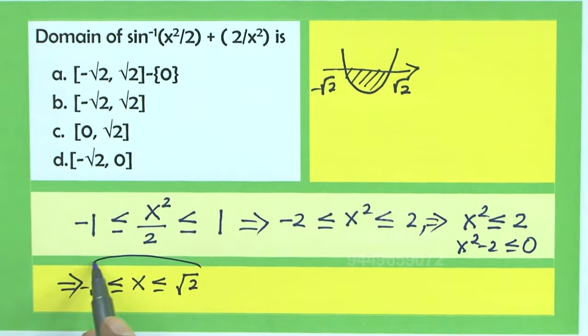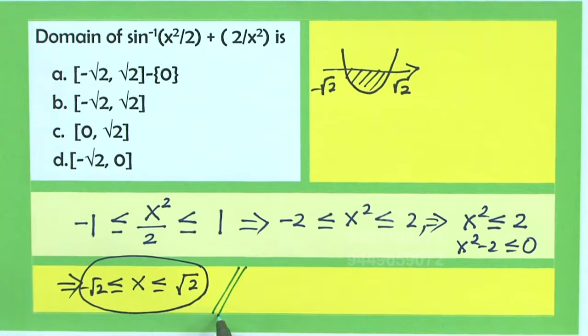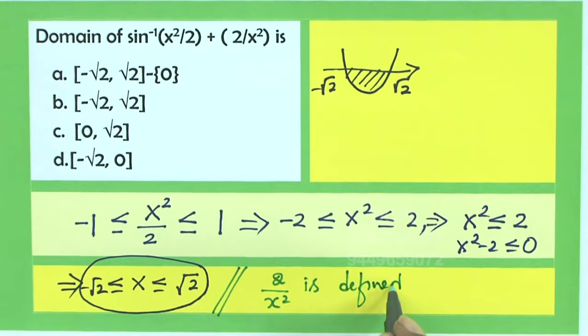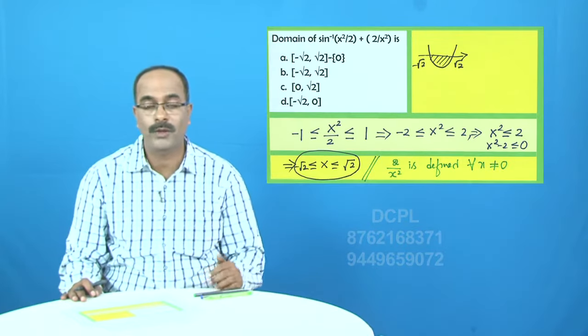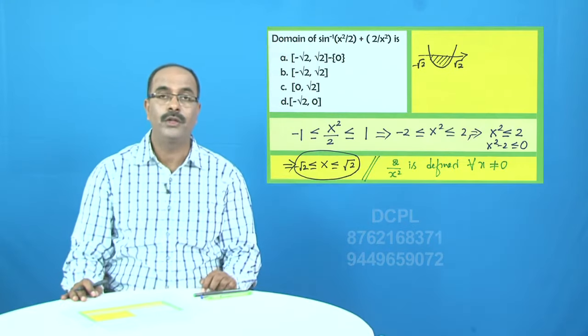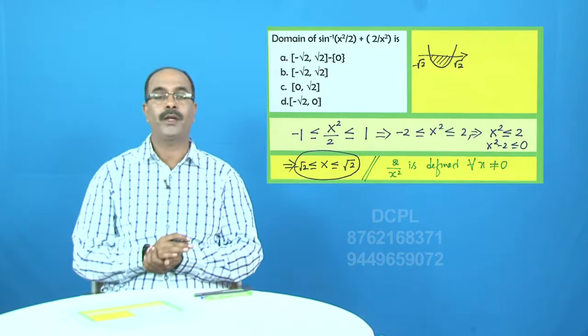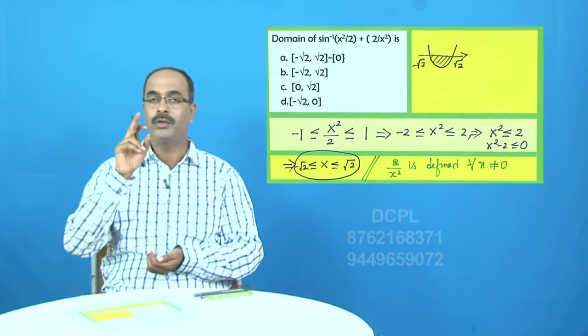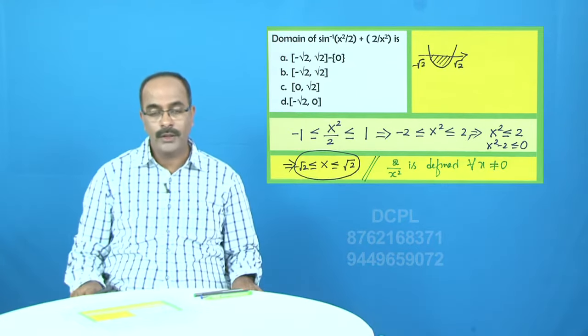This is the first concept. But look at the second part, dear students. What do we have in the second part? 2 by x square. 2 by x square is defined for all x which is not equal to 0. If x is 0, 2 by x square becomes 2 by 0, which is infinity, not defined. So in the domain minus root 2 to plus root 2, we should exclude 0, because we have to consider the intersection.